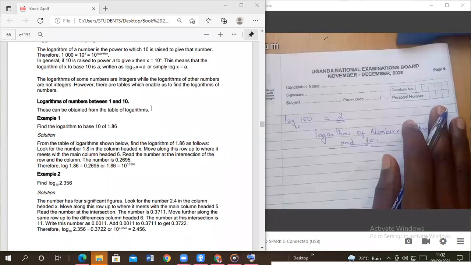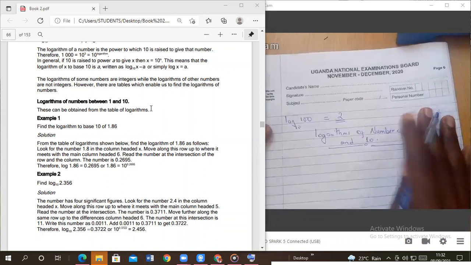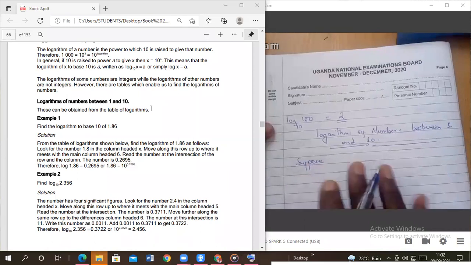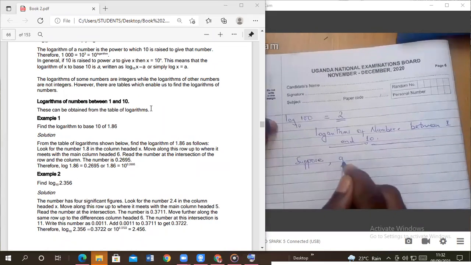Members, are you getting me? We suppose a to the power 0 is equal to 1. Then 10 to the power 0 is also equal to 1. Okay? Members, are we together? Suppose a to the power 0 is equal to 1, and then 10 to the power 0 is also equal to 1. That's what we have seen from indices.